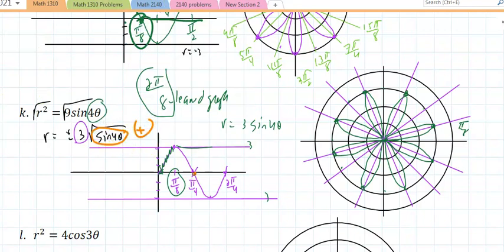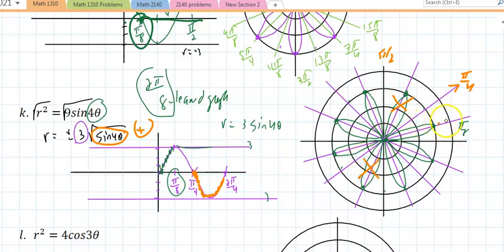Look at this graph. Can you tell that this is negative between pi over 4 and 2 pi over 4, which is pi over 2? Since it's negative there, that can't be there. And these graphs are symmetric, which means the opposite side can't be there either.